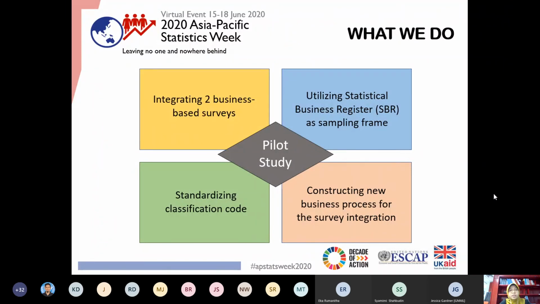In this study, we did 3 main things differently from the original surveys. First, we utilized the Statistical Business Register, or SBR, as the sampling frame. Second, we standardized the commodity classification code between the 2 surveys. And also, we constructed a new business process, which was based on the business process reengineering for business-based surveys.